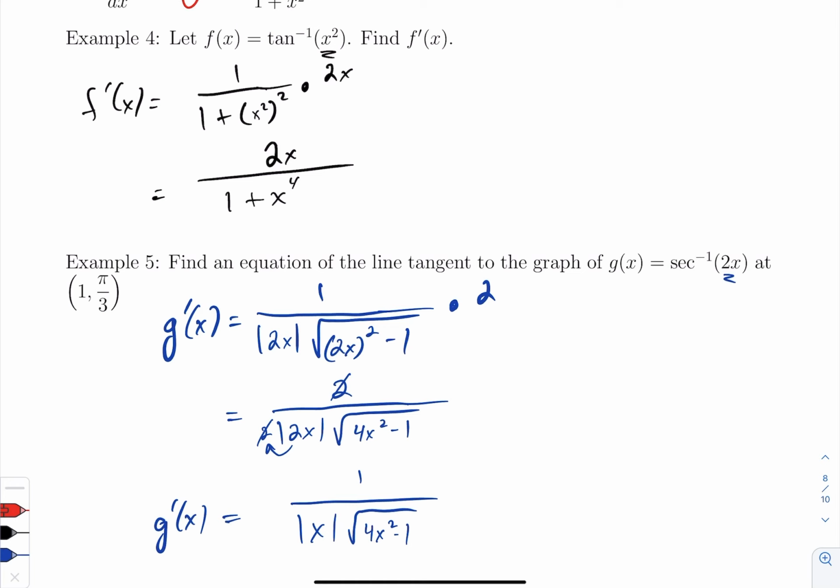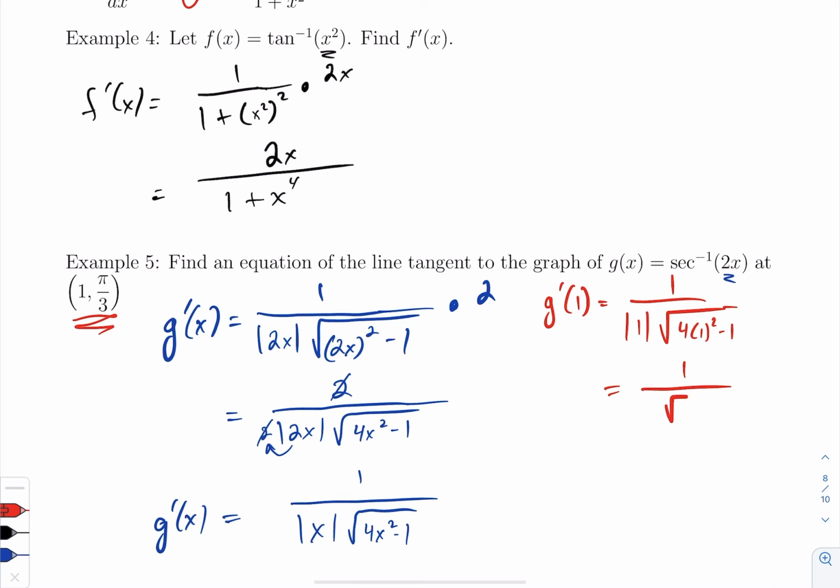Now what we want to do is we need to get the slope at the point 1 comma pi over 3. So we're going to say g prime of 1 is equal to 1 over absolute value of 1 times the square root 4 times 1 squared minus 1. We get 1 over square root of 4 times 1 minus 1, so 3. So square root of 3. So g prime of 1.